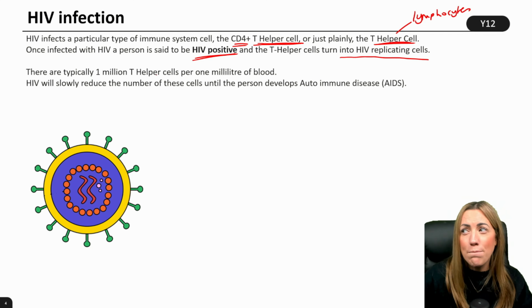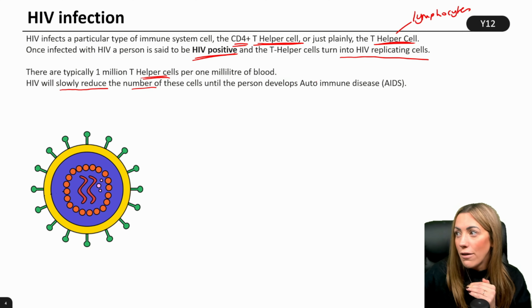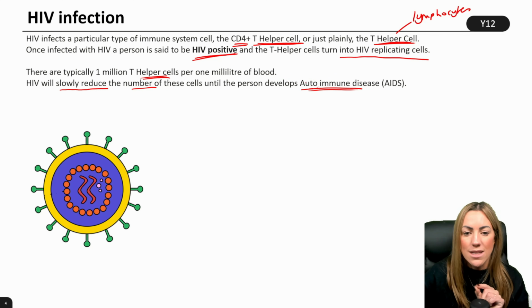There are typically 1 million T helper cells per 1 milliliter of blood. Don't need to know that. But what HIV does is it will slowly reduce the number of these T helper cells. And once that number gets low enough, we say that the person has developed AIDS because their immune system is considerably weakened and they are at risk from other infections.